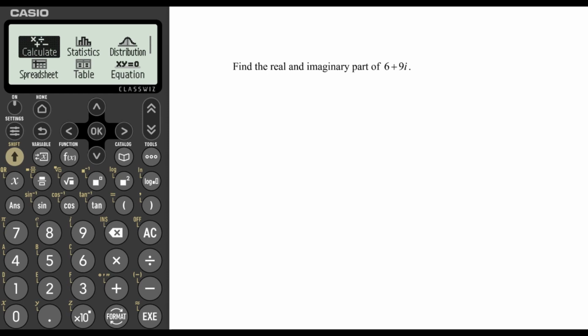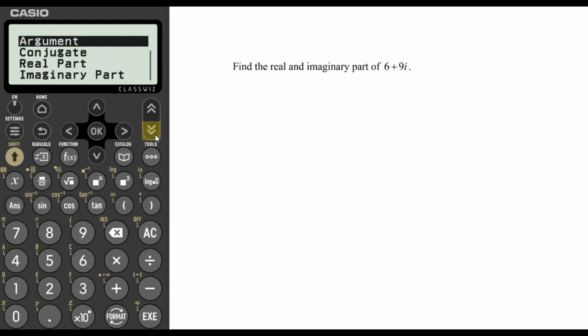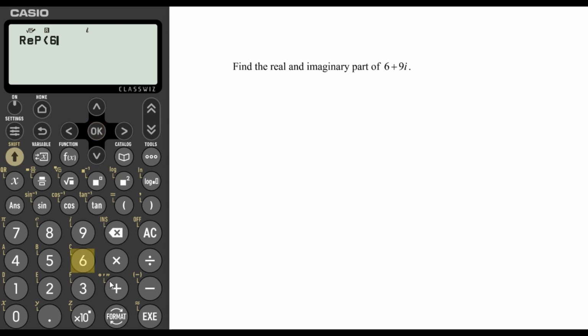We can use our calculator to find the real and imaginary part of complex numbers. For example, we have to find the real and imaginary part of 6 plus 9i. If we go to the complex sub-menu, then to the catalogue, go to the complex section, scroll down to real part. We want the real part of 6 plus 9i. If we work this out, we get 6.